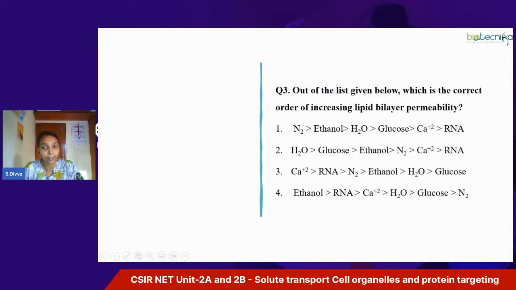You have to identify the increasing order, which is more permeable to the lipid bilayer. I think in the Lodish book, you have this permeability chart. So you can go and refer over there also if you have any confusion.